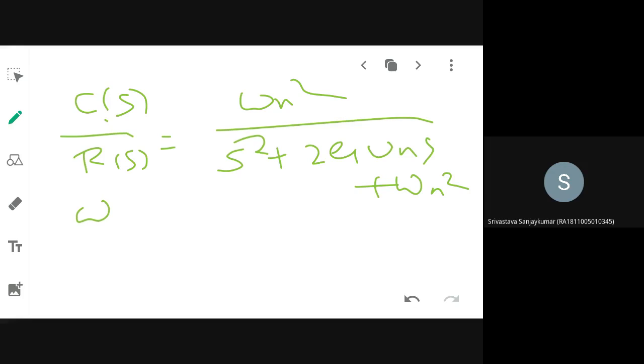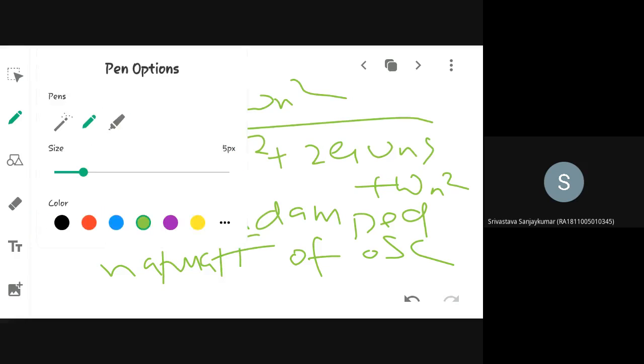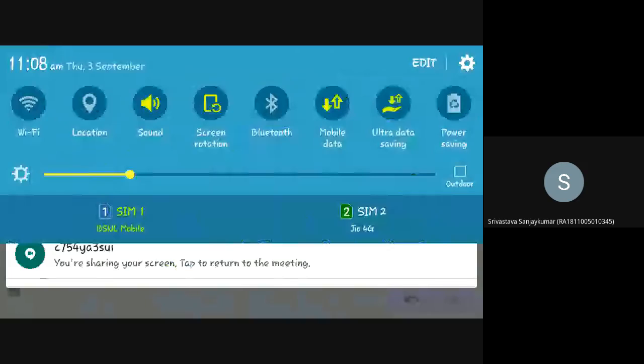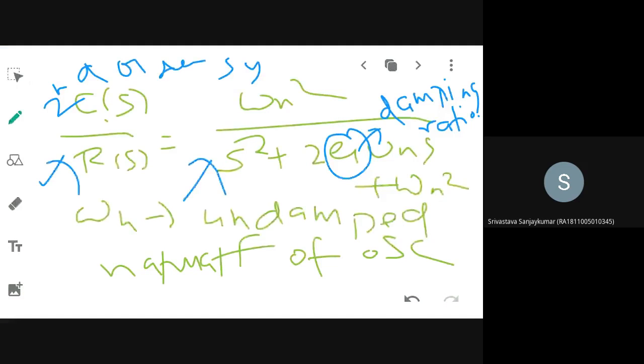Now this omega n represents my undamped natural frequency, or undamped frequency of oscillation. And there is a term zeta here, which is called the damping ratio. Other terms are known to you. So this is how we represent any second order system. It might be any second order system, but all the systems are commonly represented by this function, omega n squared divided by s squared plus 2 zeta omega n s plus omega n squared.